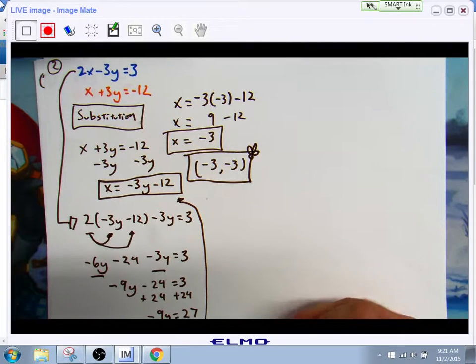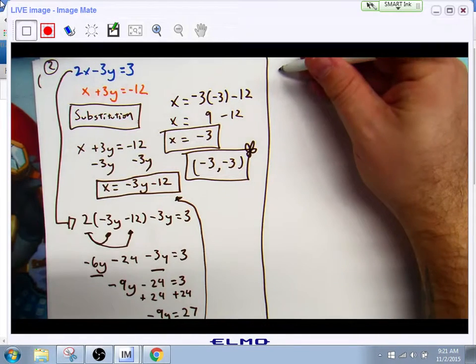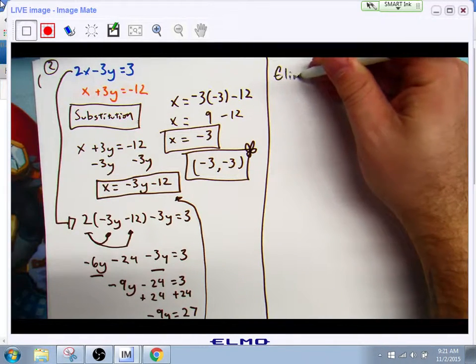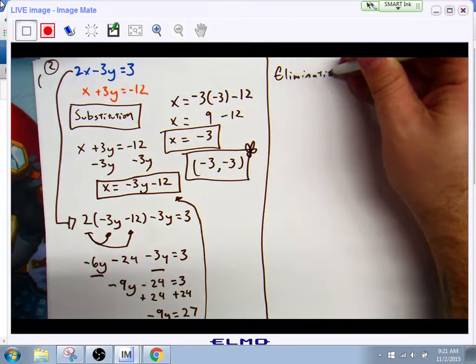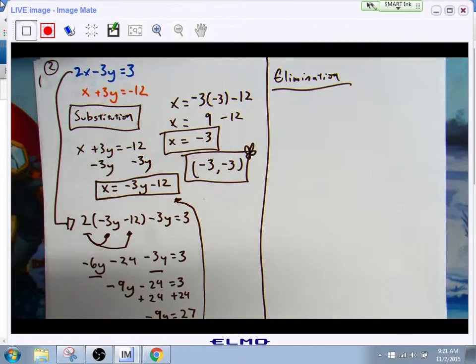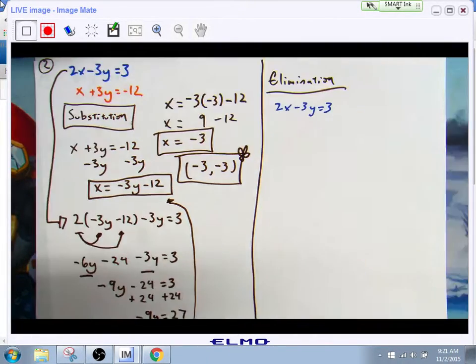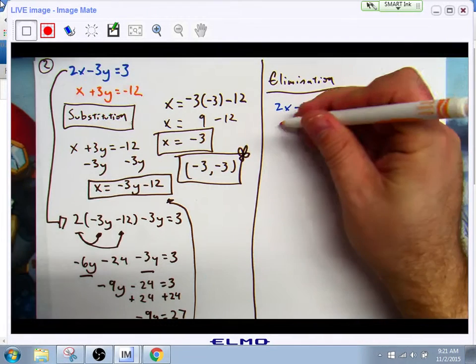All right. Questions on that? Now we're going to do it the super awesome elimination method. So I'm going to rewrite my system: 2x minus 3y equals 3. Multiple equations are systems.